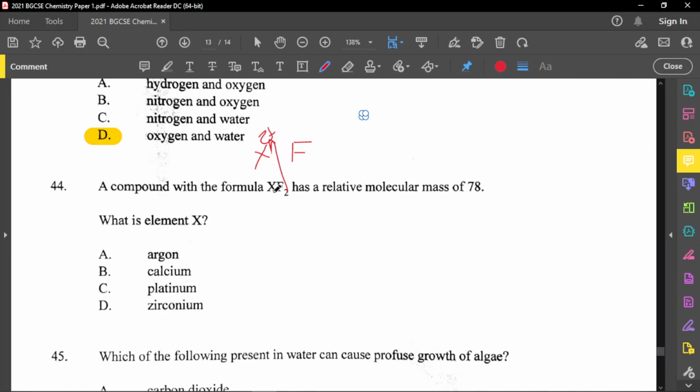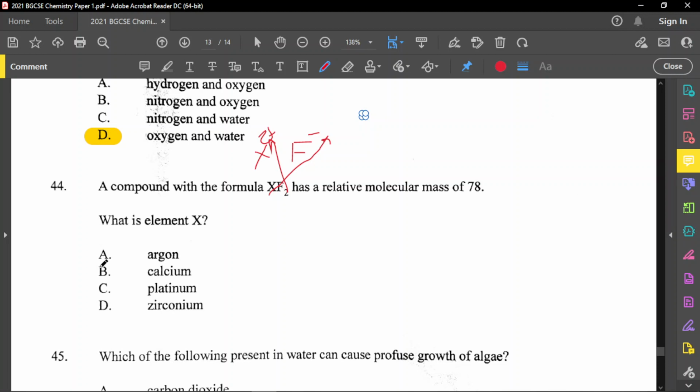And then for X, the 1 goes up here. Since this side is a non-metal, it's going to be a negative. Fluorine, of course, is in group 7, which is a negative 1. So X is a positive 2, which means it must be a group 2 element, right? If it's a group 2 element, the only group 2 element there is calcium. So right off the bat, we know that it is calcium, right?